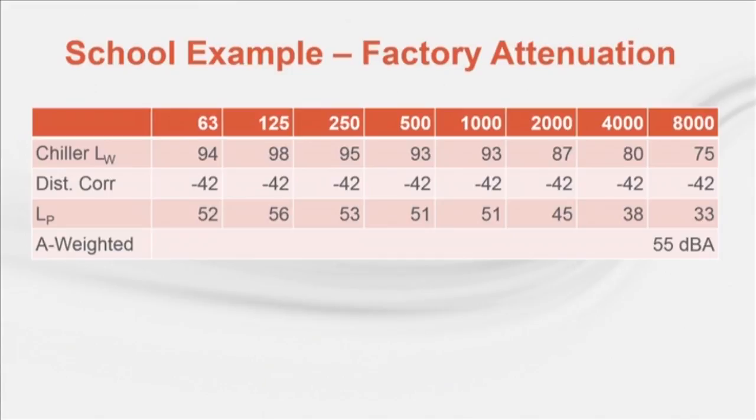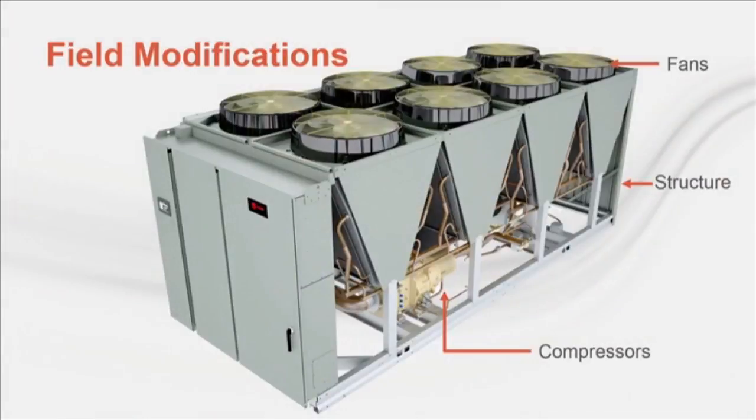It might be too close for comfort. So factory options are preferred because of the tested sound data. But if the unit is already in the field or factory attenuation options aren't available, field modification may be the best option. When applying treatment to the unit in the field, remember that units may have more than one sound source.